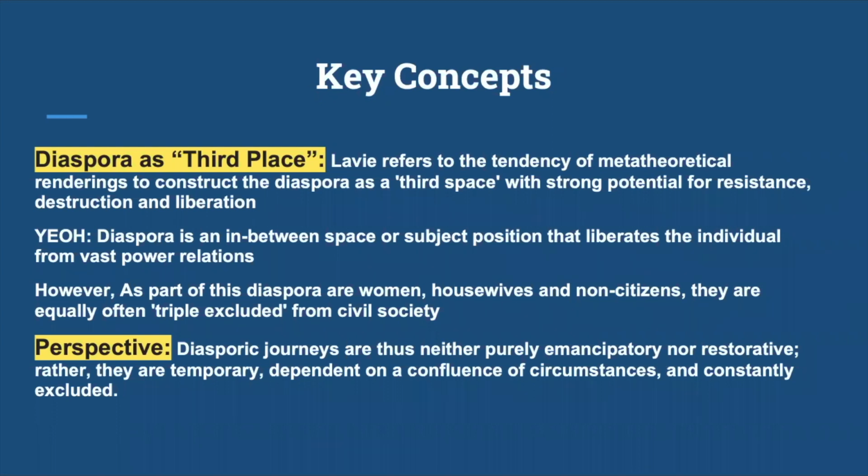So yes, Huang suggests that because of being outsiders, the women, housewives and non-citizens are often triple excluded from civil society, and draws a conclusion that diaspora journeys are thus neither purely anticipatory nor restorative, but rather temporarily dependent on the confluence of circumstances and constantly excluded.